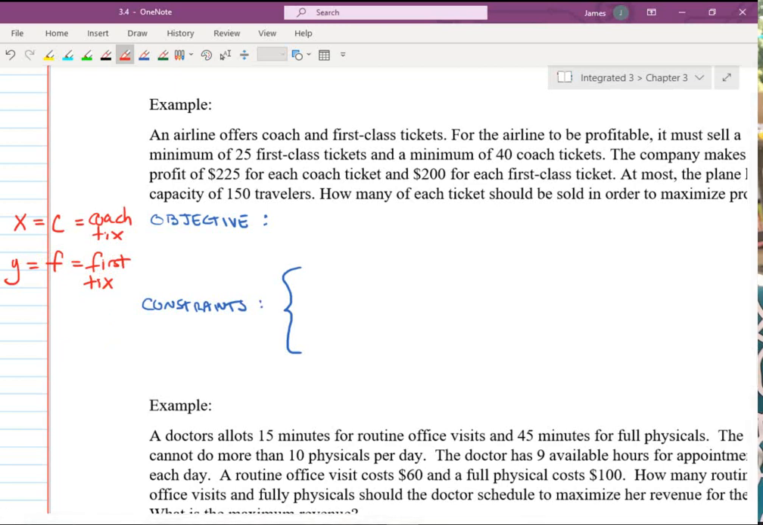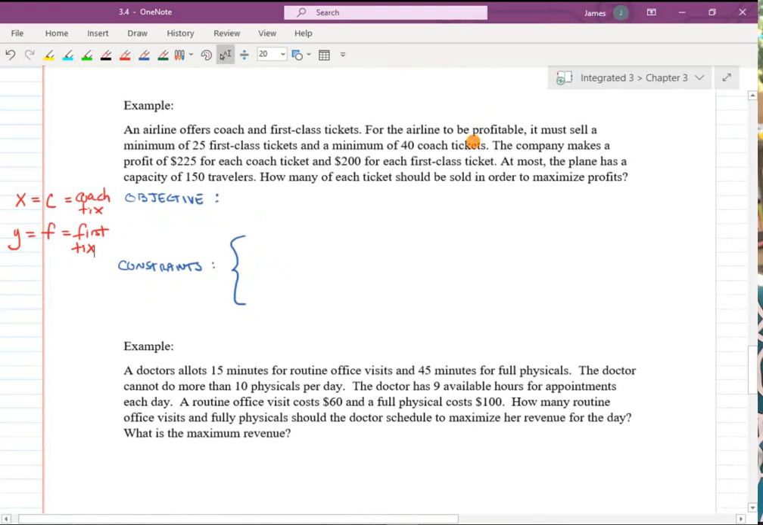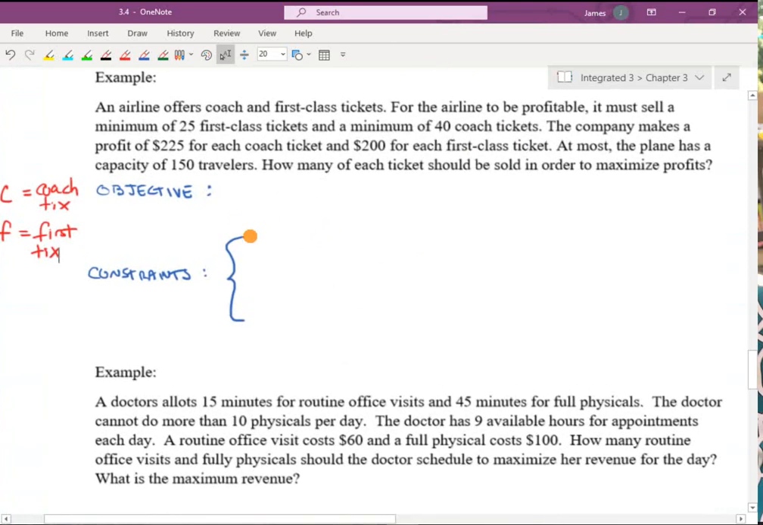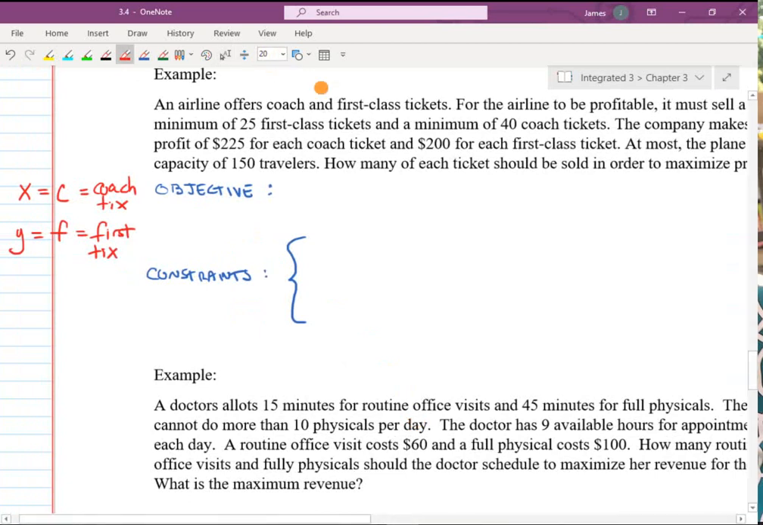Okay. So, it says at most the plane has capacity of 150 travelers. How many of each ticket should be sold to maximize profits? So I'm trying to maximize profits. You remember the other day we talked about profits or revenue, because profit maybe is a word that is used here as a misnomer, because we're really talking about money being brought in. Profits can usually only be realized after I remove all my costs, right?